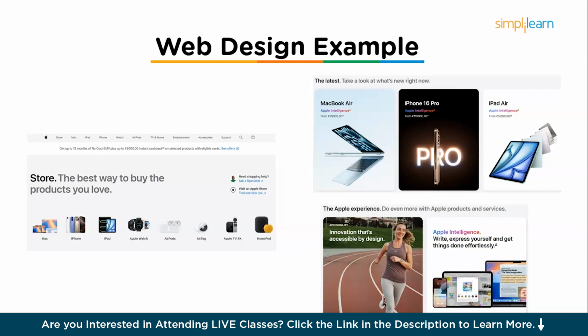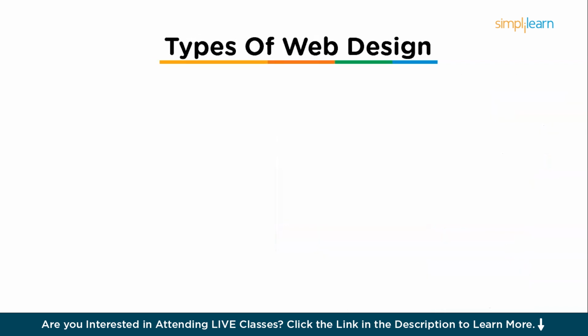So this example highlights how web design is not only about aesthetics, but also about ensuring functionality, usability, and an engaging user experience. It shows how layout, color, typography, and user interface elements come together to form effective user-centered design. Now let's move forward and discuss types of web design.